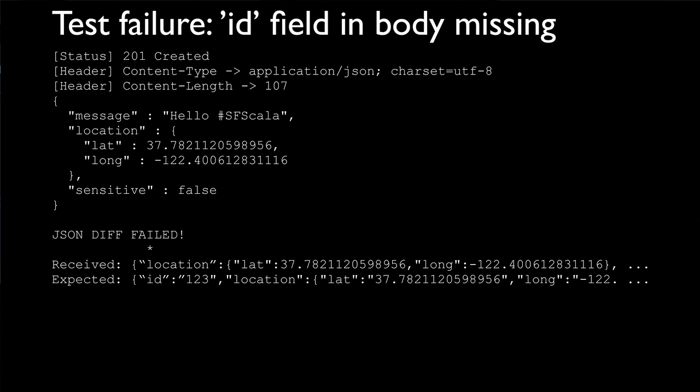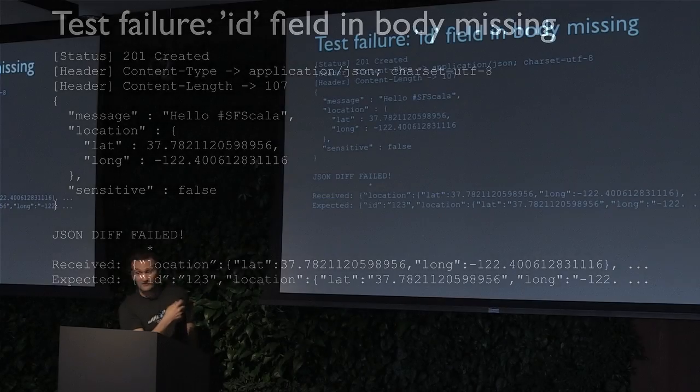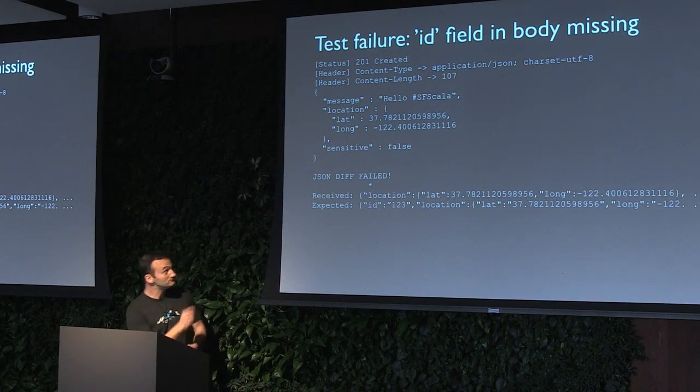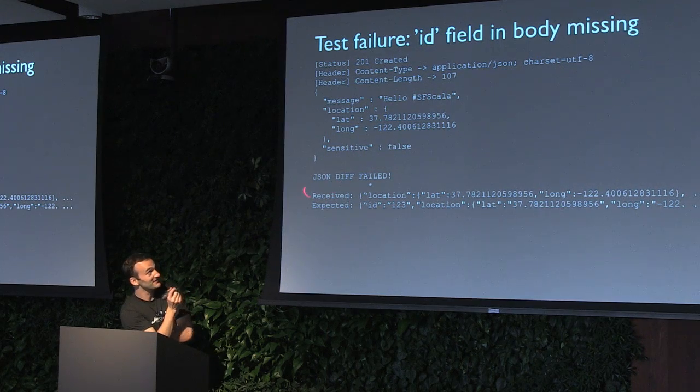Rerun the test, and now you see it fails because the ID is missing. So by returning that case class, Finatra turned that case class into JSON. It was parsed as JSON. The JSON diff failed, and we're now missing the ID.